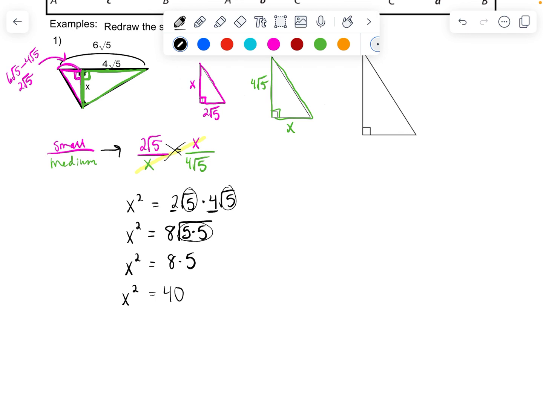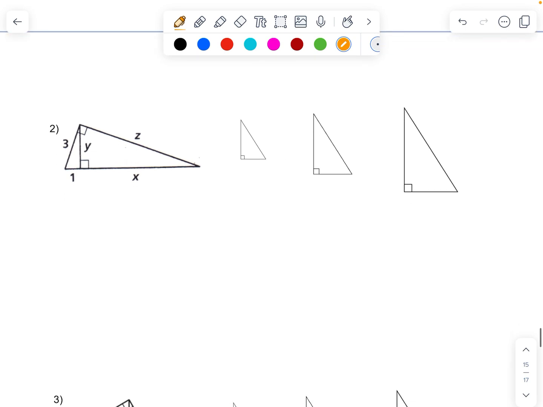This is still x squared; I still haven't solved it yet. So now I'm going to solve this by square rooting both sides. We're only dealing with the positive value of this root because we're dealing with side lengths. I'm going to break up 40 into pairs. That's 4 times 10. So 4 is 2 times 2, and 10 is 2 times 5. In simplest radical form, I've got my pair. My answer is 2 root 10. So that's my answer for this first one.